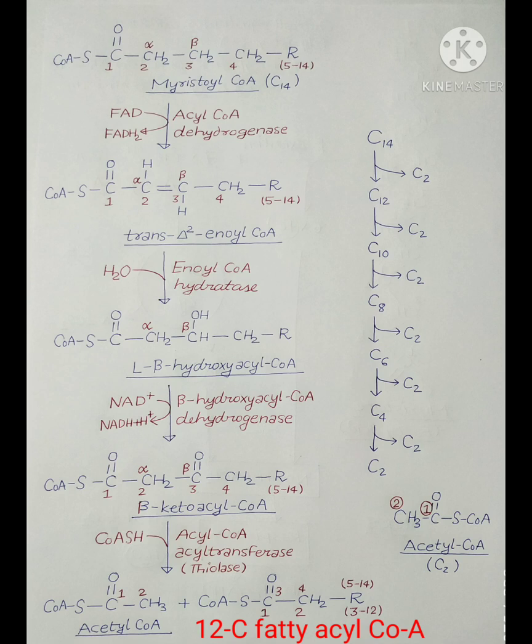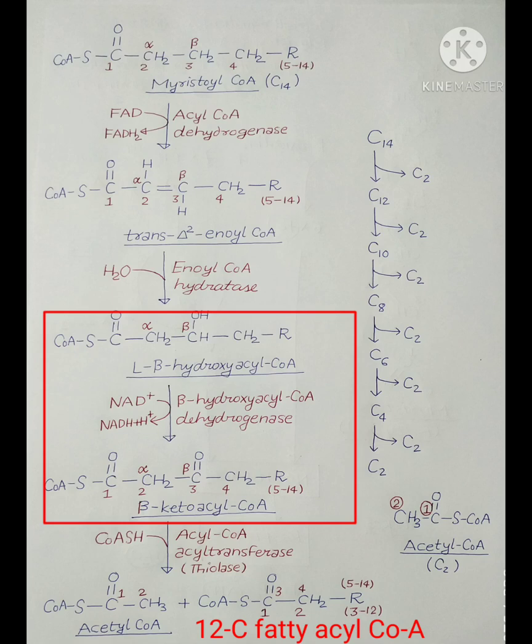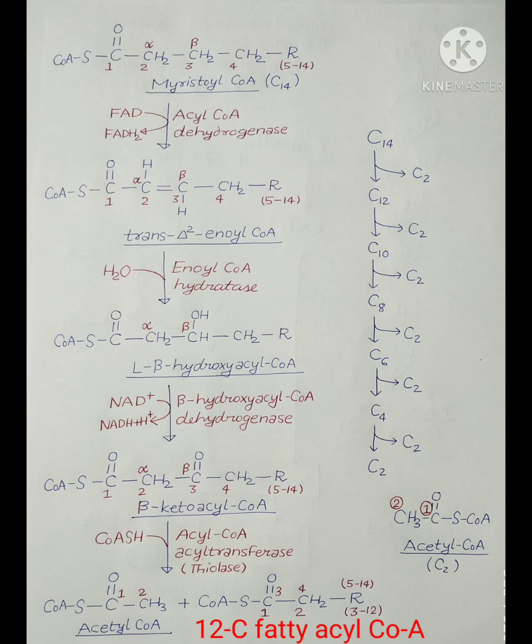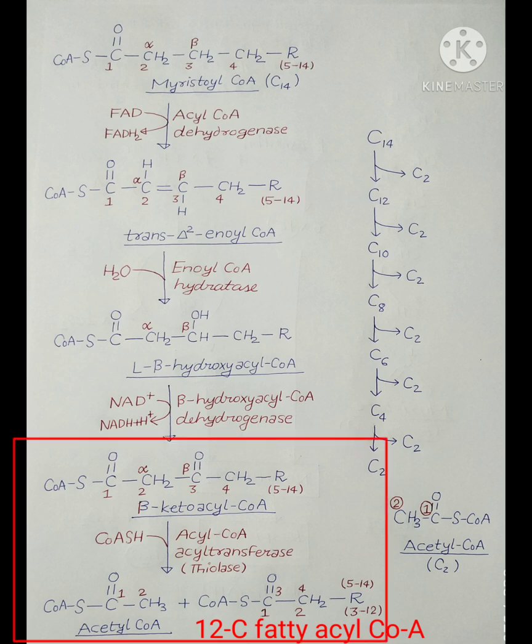In the third step, oxidation occurs again. L-beta hydroxyacyl coenzyme A will oxidize into beta ketoacyl coenzyme A. Here you can see the hydrogen atoms of the beta carbon have been removed. Now in the fourth step, beta ketoacyl coenzyme A will break down into a 2 carbon compound and a 12 carbon compound.